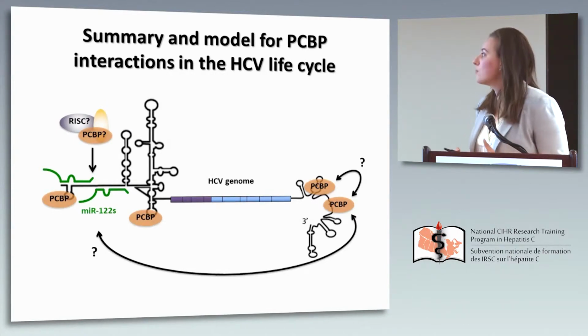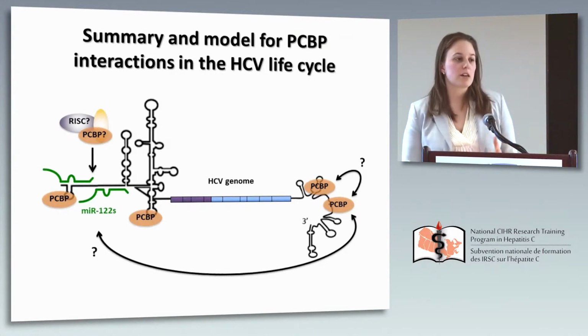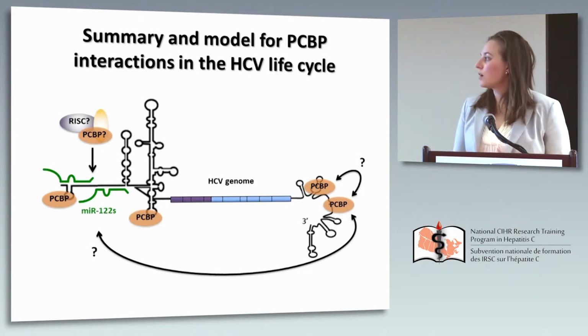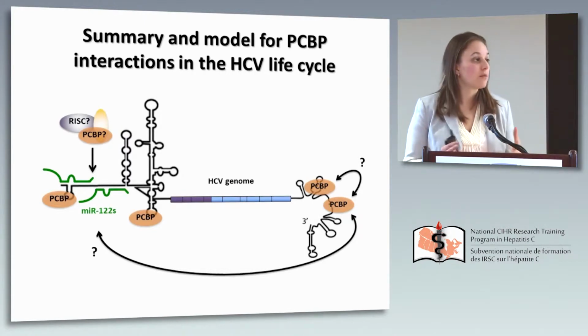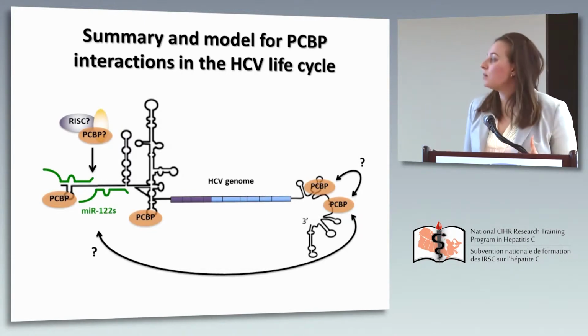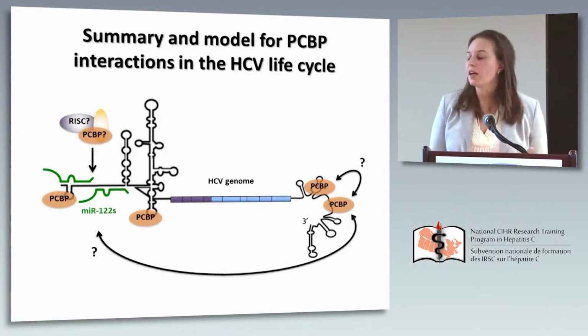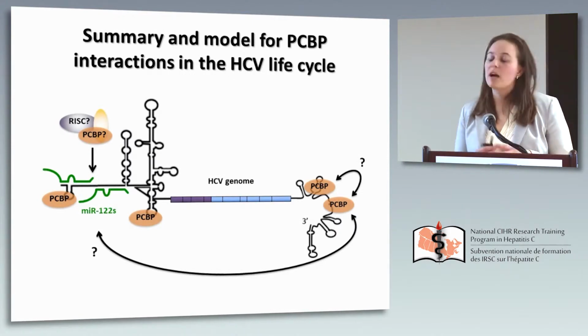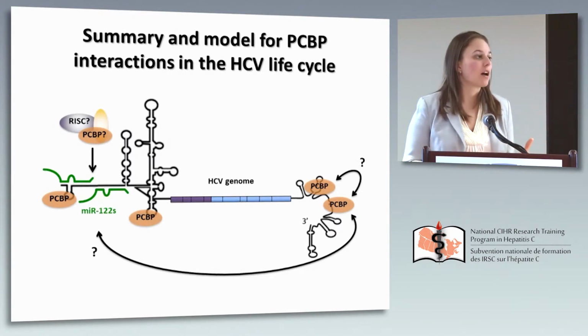And finally, this is sort of our model for PCBP interactions in the HCV life cycle. So we know that PCBPs interact with stem loop 1 and sequences that are important for both translation and replication. So it might be mediating circularization events or the switch from translation to replication. It also interacts with microRNA 122, and so might be helping mediate the effects on viral RNA accumulation.